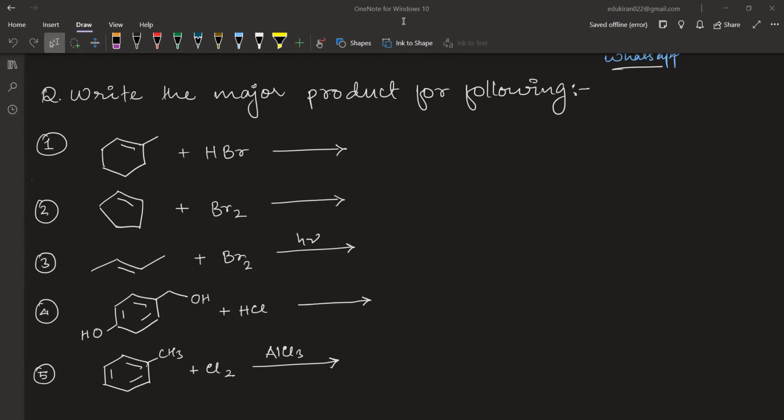Write the product. Okay, chalo. Please try it. Look at the substrate, then look at the reagent, and then do the classification. Right? What type of reaction is this, and then you will understand what will be the product. Okay.